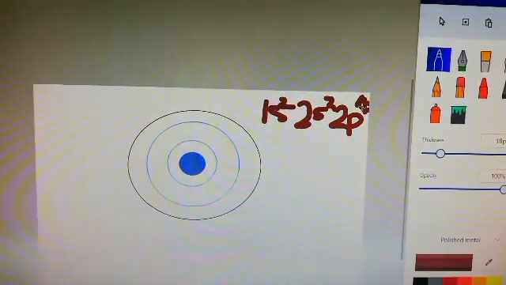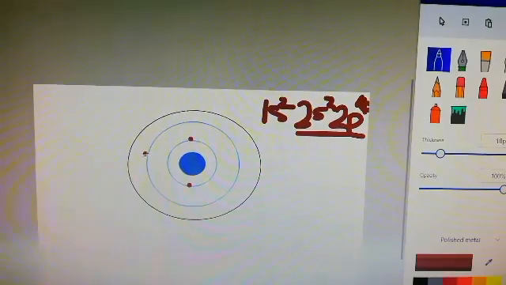2p6 pala, sorry. 2p6, para siya ay maging 10, okay? So, pag i-orbital natin siya, okay? So, sa first shell, we have 2 electrons. On the second shell daw, we have 8.